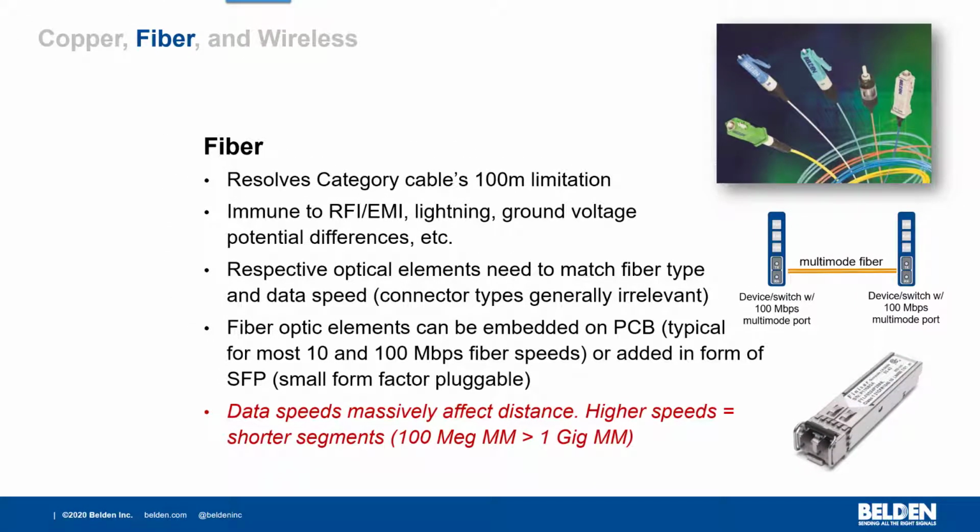One also needs to keep in mind that the data speeds massively affect the distance. The higher the speeds, the shorter the fiber optic segments that you can have. This is especially true with 100 megabit multimode versus 1 gig multimode. So 100 megabit multimode can traverse a far greater distance than can 1 gig multimode.